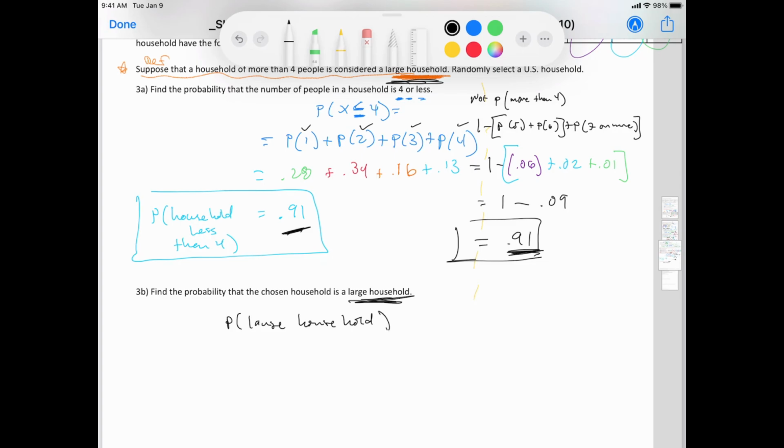you can do this in 2 ways. You can just do it straight. That's the probability of 4 plus the probability of 5 plus the probability of 6 or more. And with my magic, that gives us 9%.